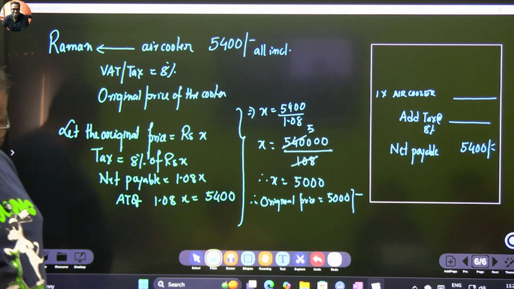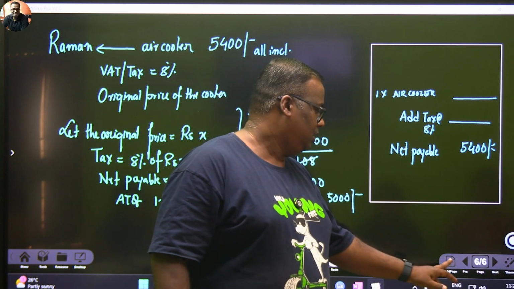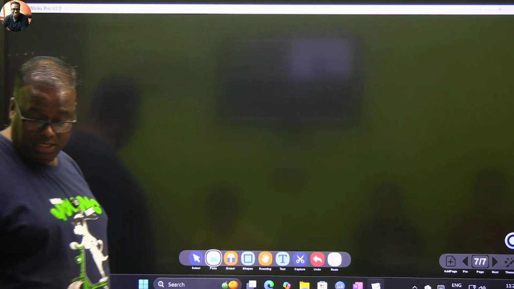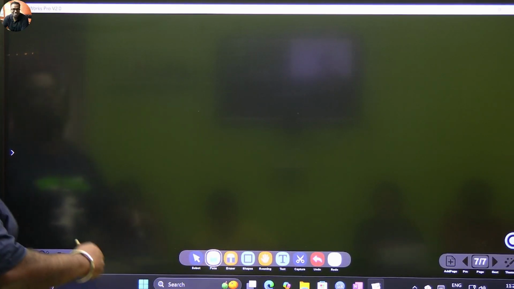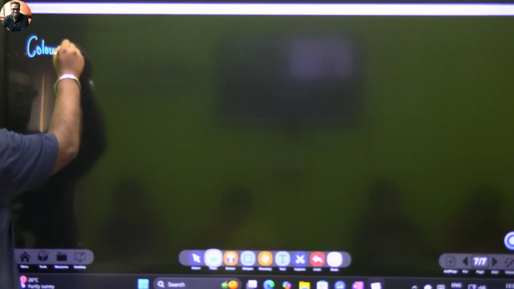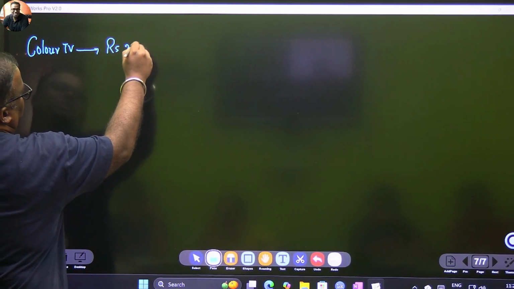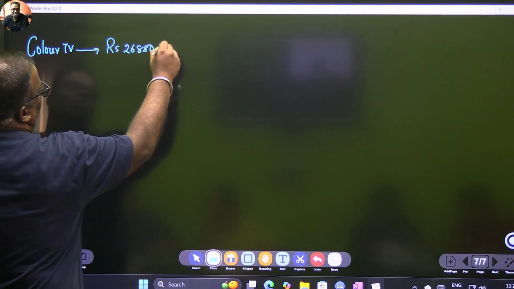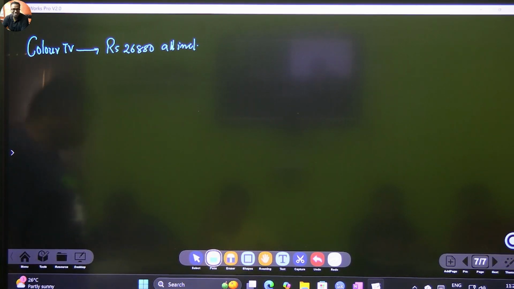Let's see one more of the same type. Let's go to the next one. A color TV is available for 26,880 inclusive of VAT. So we have a color TV and the tag price is rupees 26,880, all inclusive. Okay.